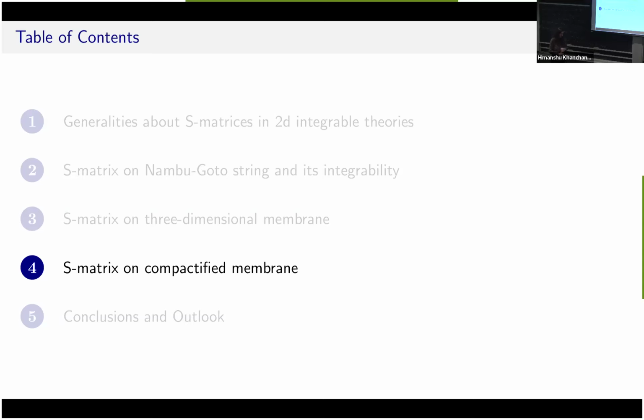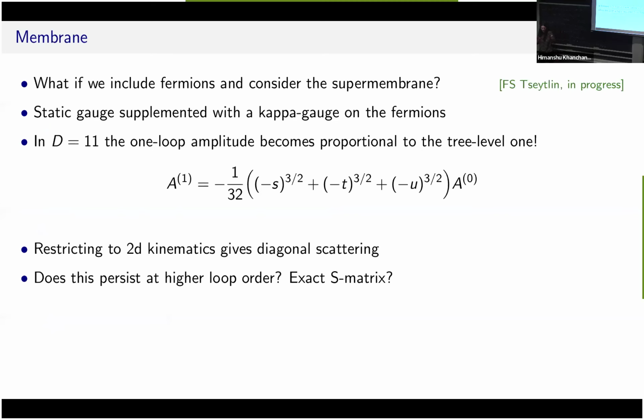Yes, there will be terms where you don't preserve the number of particles, which might prevent you from constructing an exact S matrix, because the exact S matrix would be something that preserves the number of particles. I'm just trying to understand what is the special thing which happens at D equal 11. The only statement is that if you look at 2 to 2 scattering with external massless bosons and fermions in the loop, then the 1 loop scattering becomes proportional to the tree-level scattering. That's the only statement.